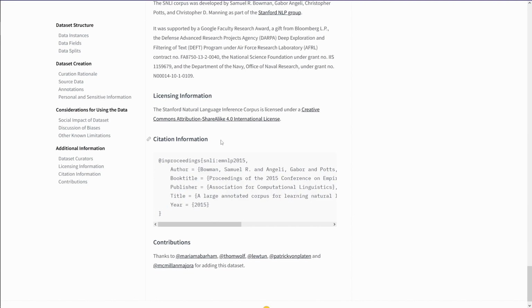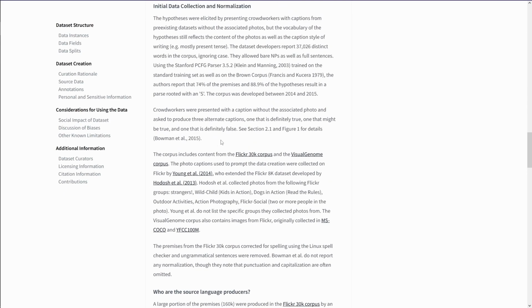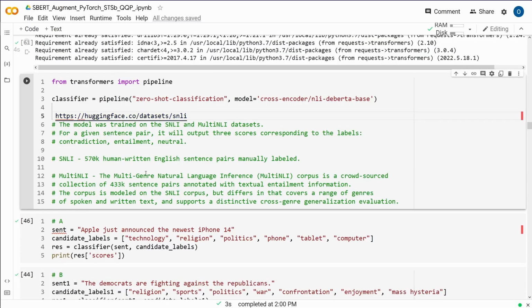This is the citing information. So now you have the information about the dataset. Now we go back to our computing and we just found out about these 3 letters, NLI. That's all. Now the second part is, NLI, of course, is a sum of SNLI and multi-NLI datasets.